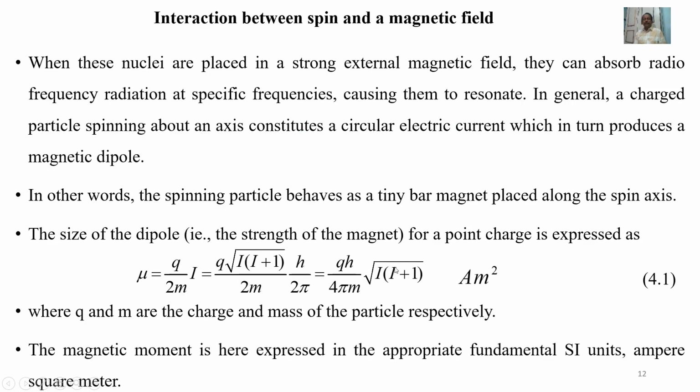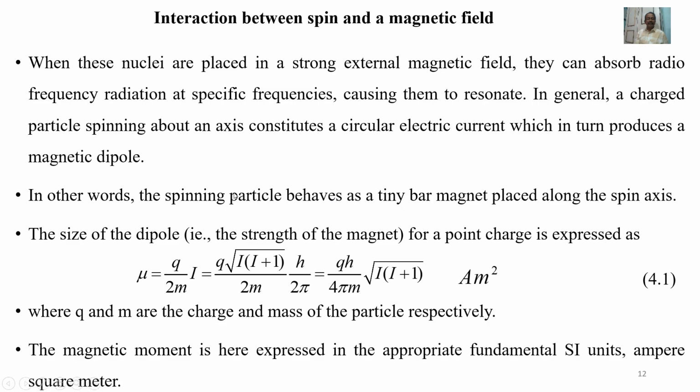Now the main topic, the interaction between spin and the magnetic field. When these nuclei are placed in a strong external magnetic field, they can absorb radio frequency radiation at specific frequencies, causing them to resonate. In general, a charged particle spinning about an axis constitutes a circular electric current, which in turn produces a magnetic dipole. In other words, the spinning particle behaves as a tiny bar magnet placed along the spin axis.